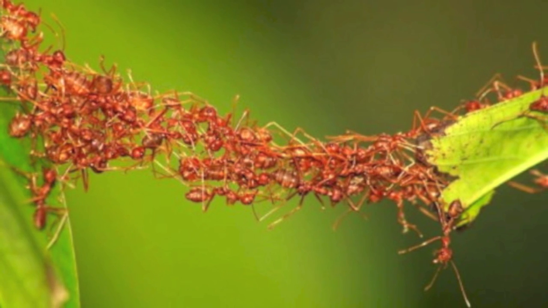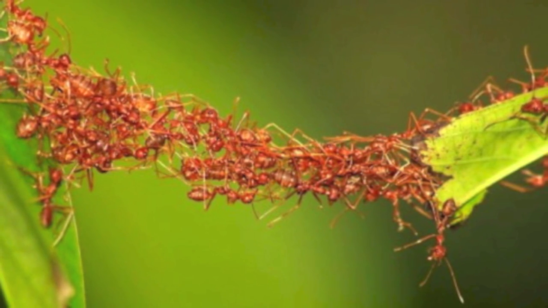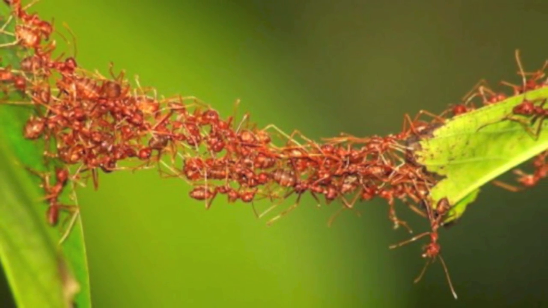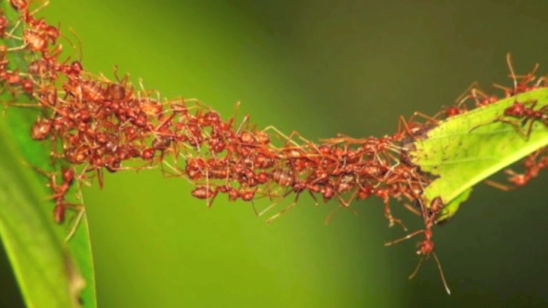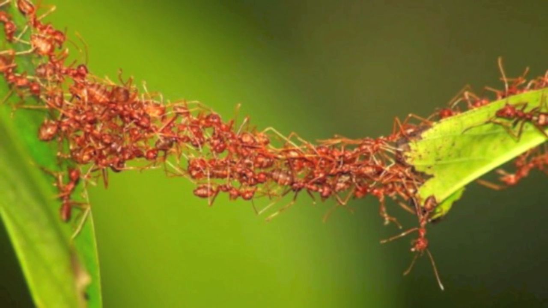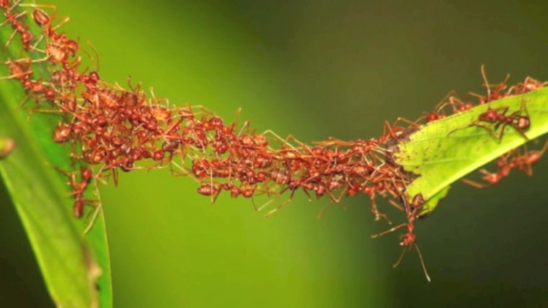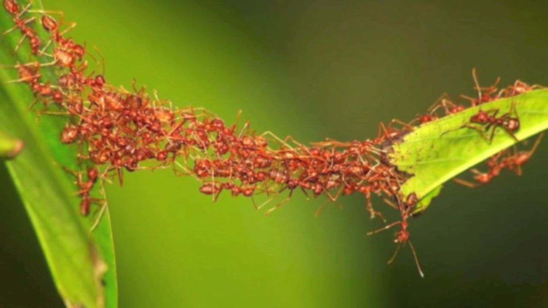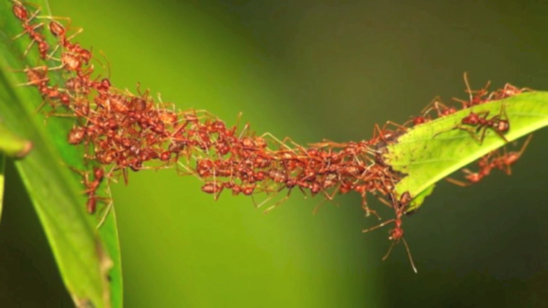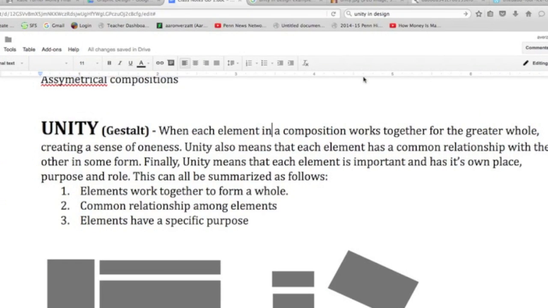Imagine an anthill. An anthill is an excellent example of gestalt, or unity, which means many, many individual things working together for wholeness, or oneness, or completeness. All right? Here's, I would say, the textbook definition: when each element in a composition works together for the greater whole, creating a sense of oneness.